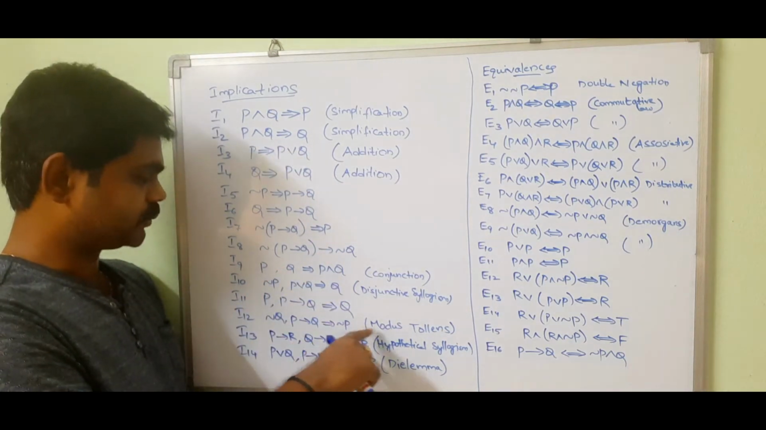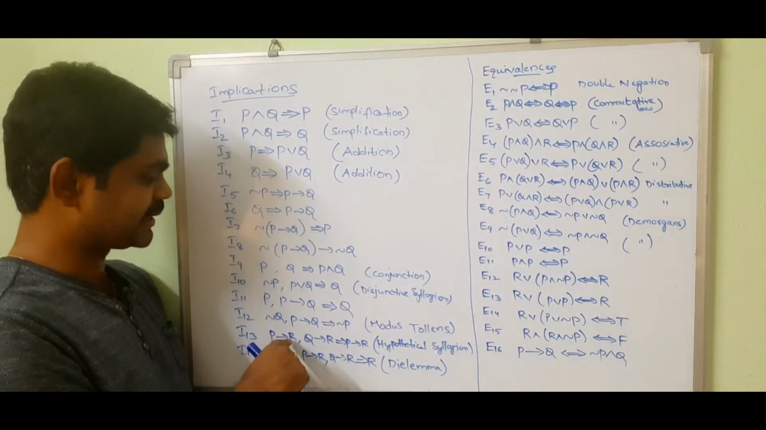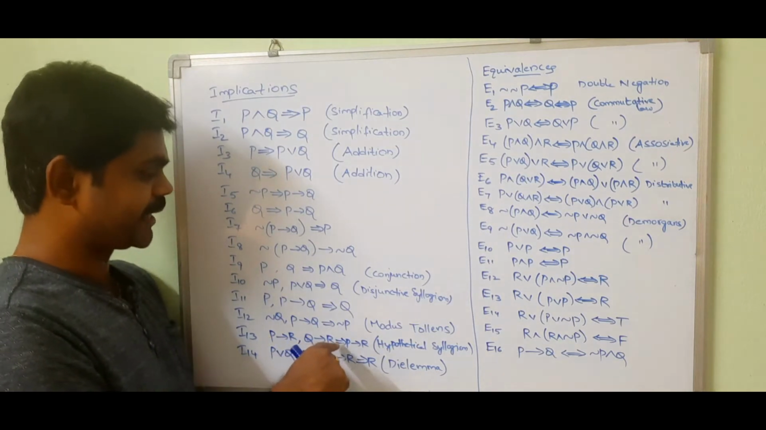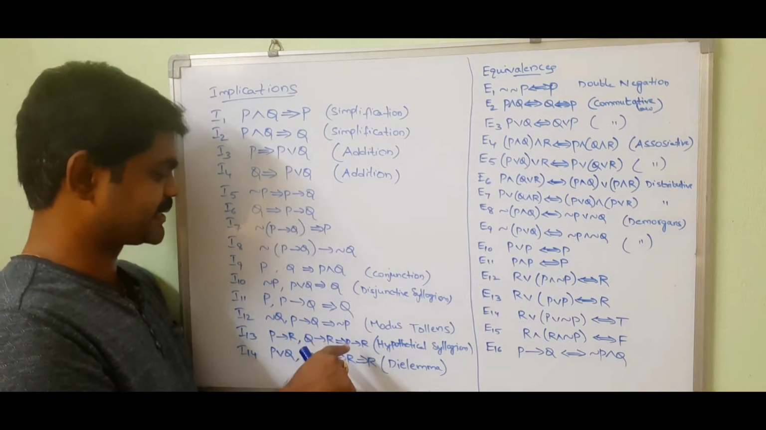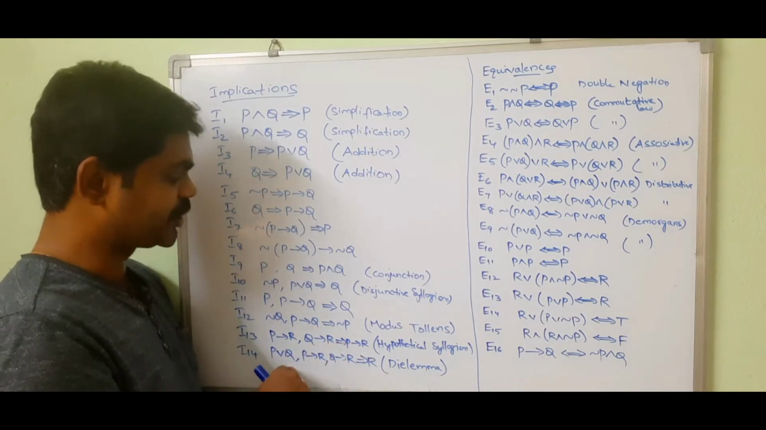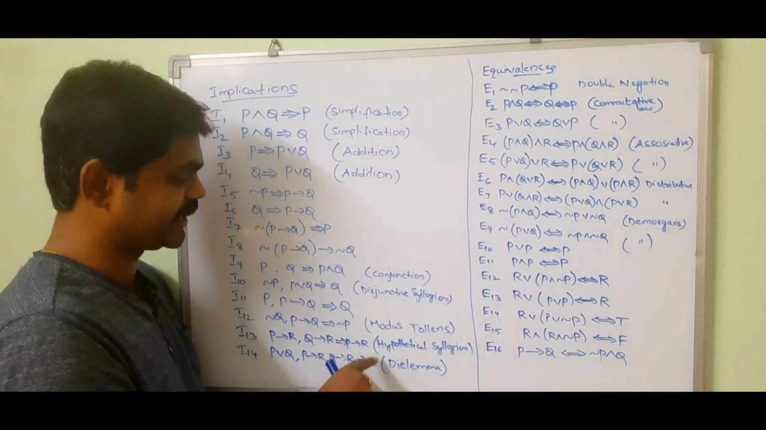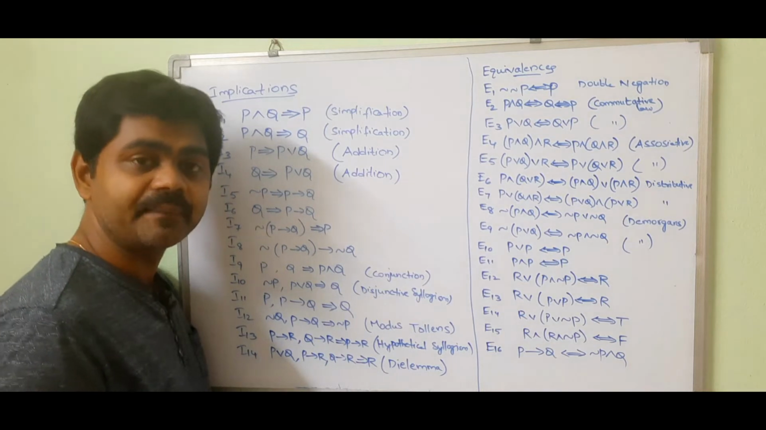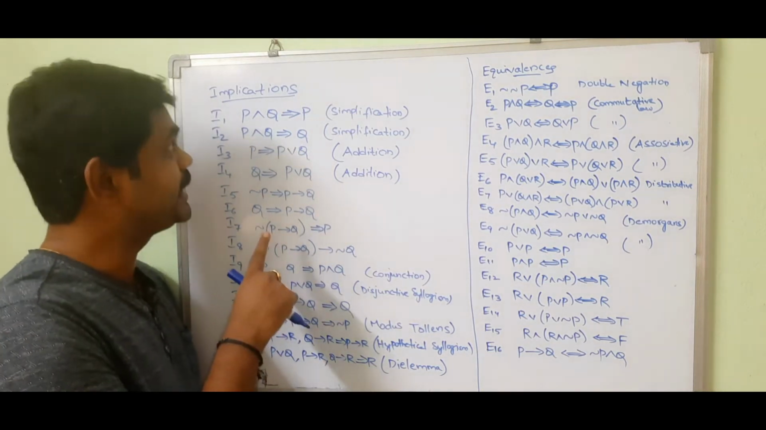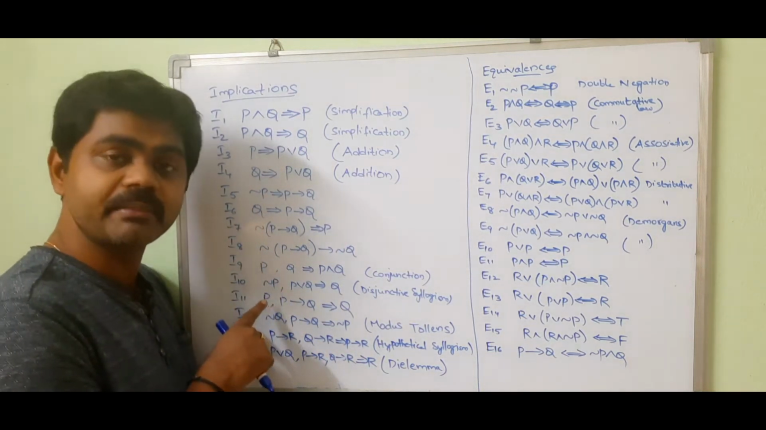Okay, modus tollens. So P implies R, Q implies R, we get P implies R. This is hypothetical syllogism. P or Q, P implies R, Q implies R, we get R, which is the dilemma rule. So these are all the 14 implication rules. You should remember these.